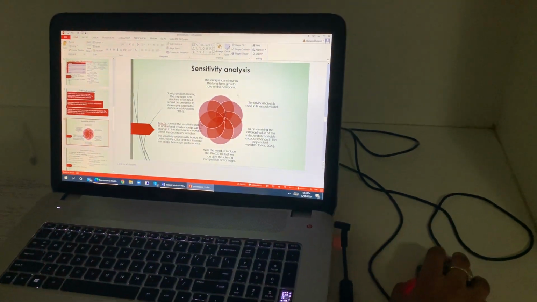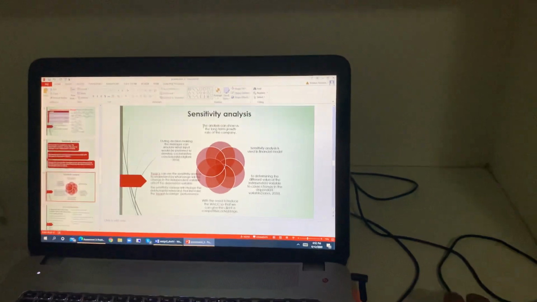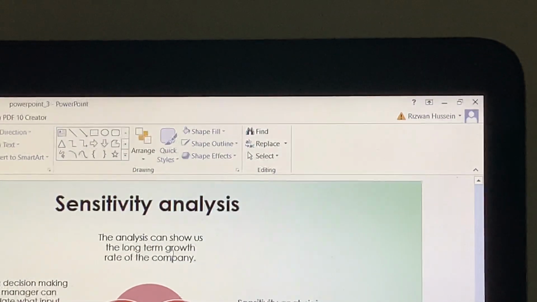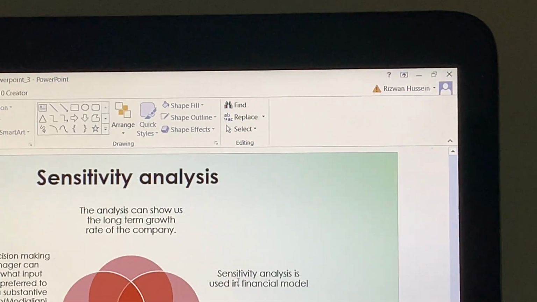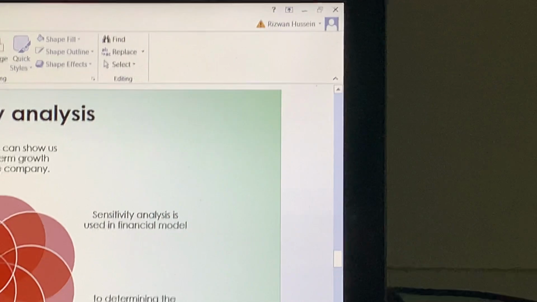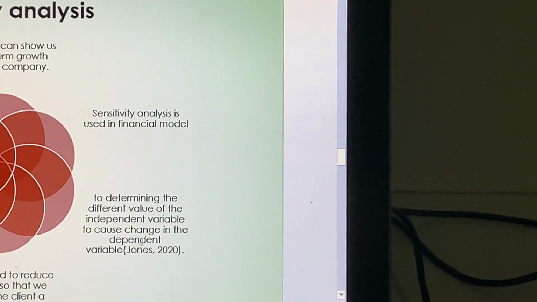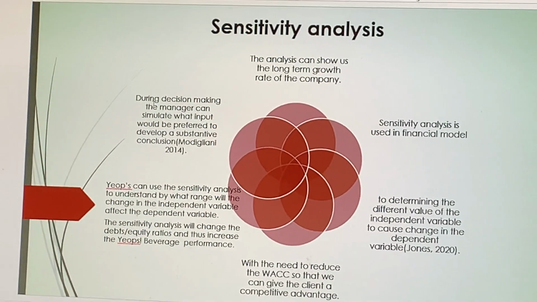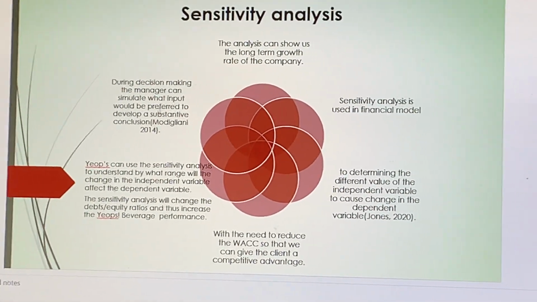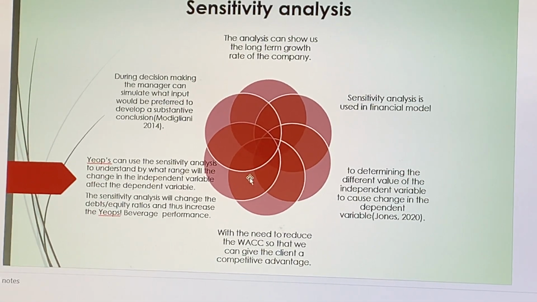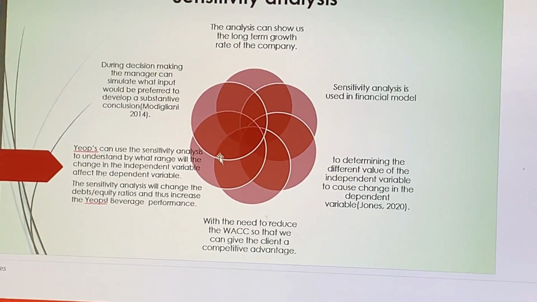So this is the sensitivity analysis, and this analysis can show us the long-term growth rate of the company. Sensitivity analysis is used in financial models to determine the different values of an independent variable which cause a change in the dependent variable. During decision making, the manager can simulate what input would be preferred to develop a substantive conclusion.